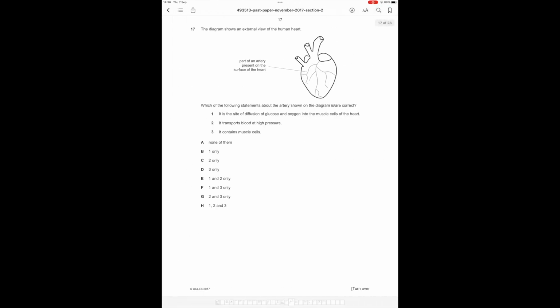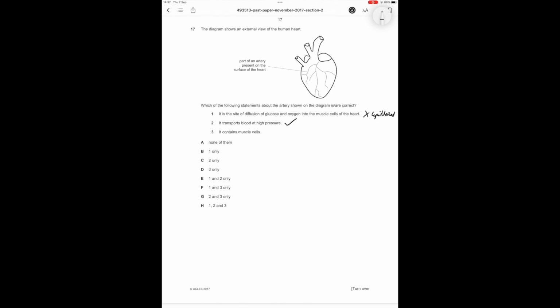Okay, question number 17 then. The diagram shows an external view of the human heart. Which of the following statements about the artery shown on the diagram are correct? 1. It is the site of diffusion of glucose and oxygen into the muscles of the heart cell. Wrong, because that's capillaries, and this is a subtlety you want to be aware of. 2. It transports blood at high pressure. Yep, that's what arteries do.